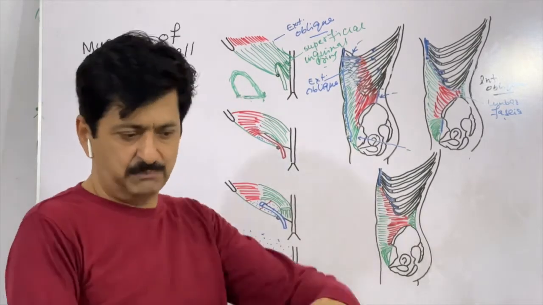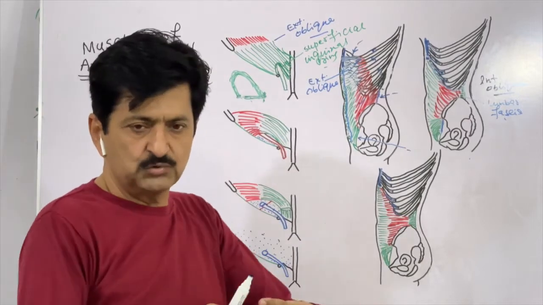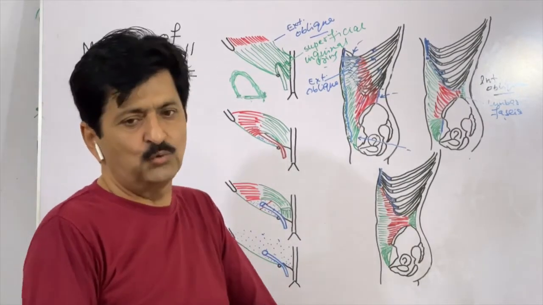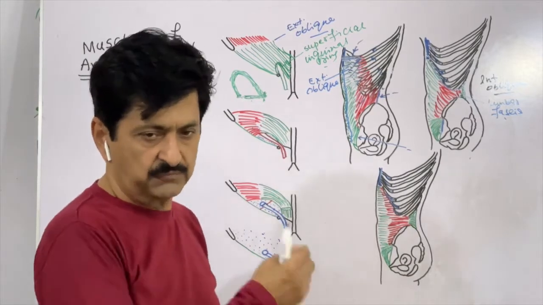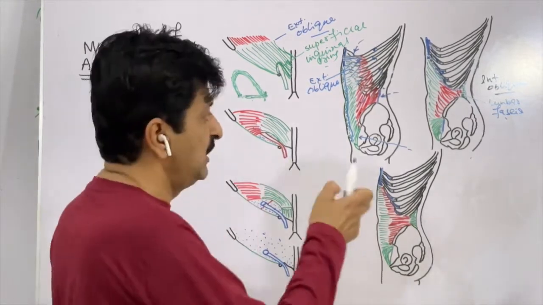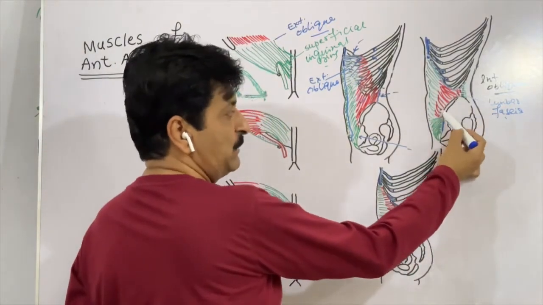So linea alba is not separate as such in layers, but you see that the external oblique from the two sides is united together. And now the internal oblique also fuses together from two sides here. The linea alba will become more thickened because of the accumulation of fibrous tissue. So here, this is what we call the lumbar fascia here. But you see that if they are coming, this is true.